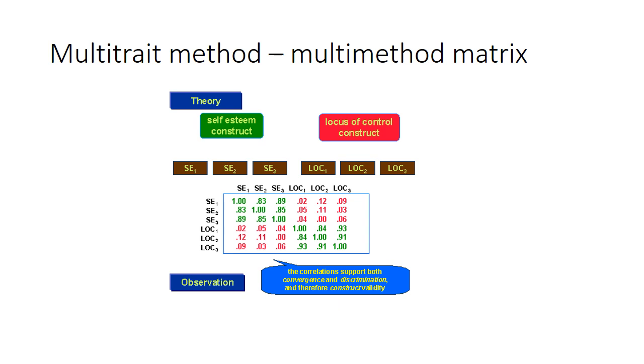So this is the way, through the matrix you also see the same thing. The correlation supports both the convergence and discrimination, and therefore construct validity. So when you check the convergent and discriminant validity, it means you have checked the construct validity. So through this matrix, you have checked this.